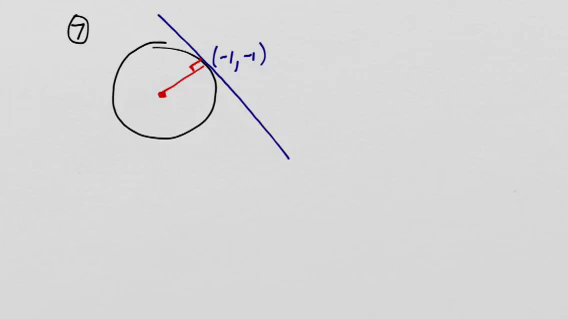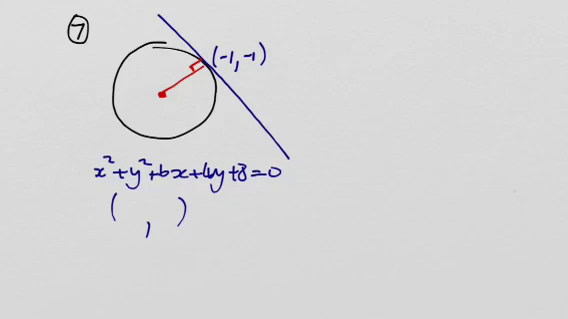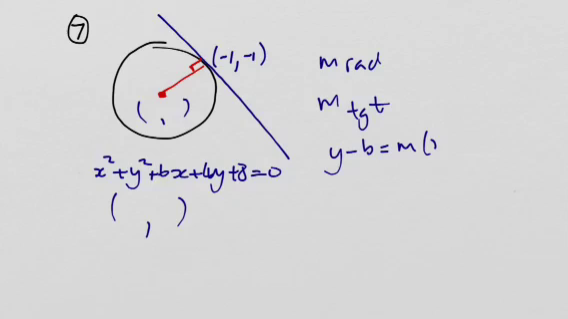And then question 7, we have a circle which has the equation x squared plus y squared plus 6x plus 4y plus 8 equals 0. From that we can work out what the centre of this circle is. Once we know the centre, we can work out the gradient of the radius. Then we can get the gradient of the tangent. Then we can use the point and that tangent gradient in the formula y minus b to get your answer.